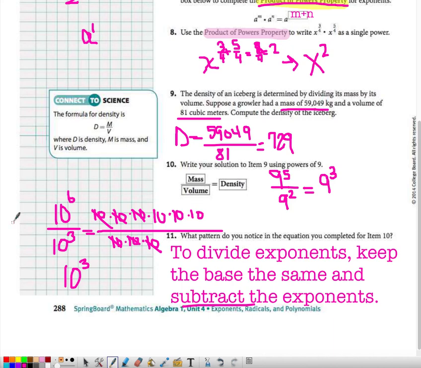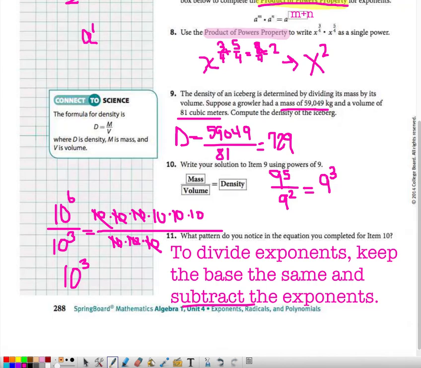So when we are dividing exponents, because the fraction bar tells us division, we keep the base the same and we subtract the exponent. So again, to divide exponents, keep the base the same and subtract the exponents. Again, feel free to pause the video if you are not caught up with anything, or if you need to pause it as you go, just keep doing that as you are working through.